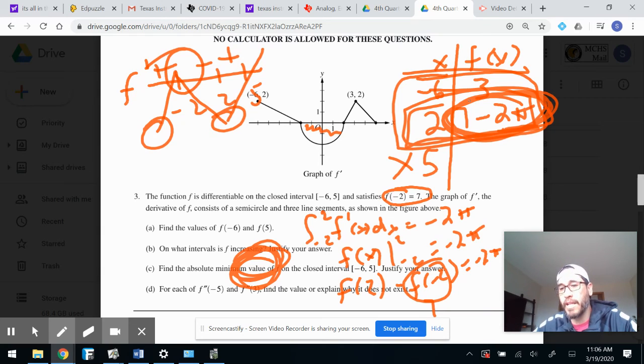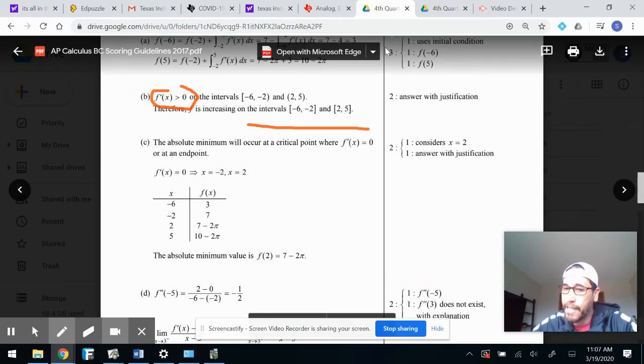And we're going to justify our answer. Remember, we always justify it by your table. Whenever we ask for absolute mins or maxes, it means you have to check endpoints. Let's see how we did.